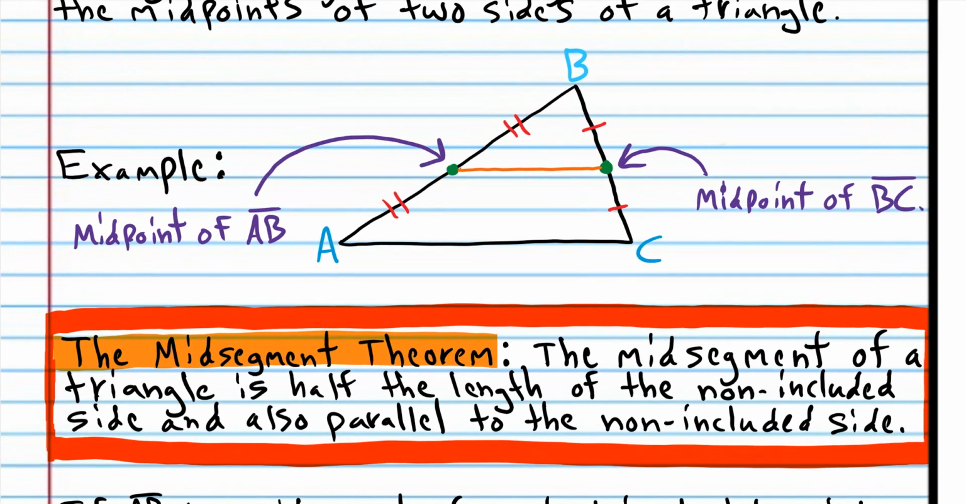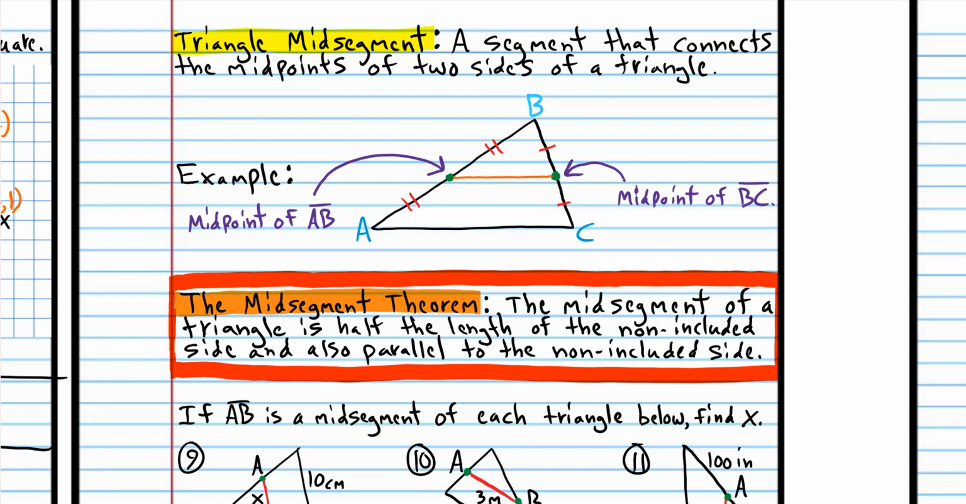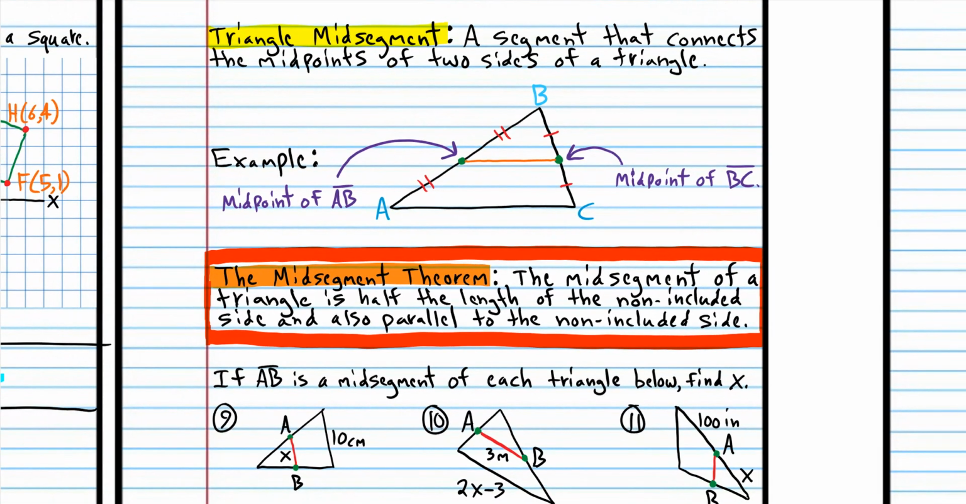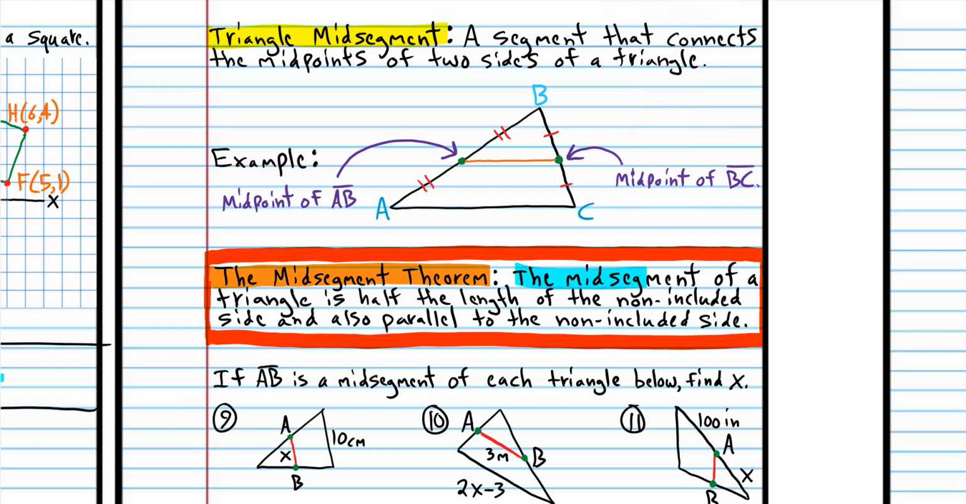Now it might be relevant to understand that there's actually three midsegments in each triangle. So I can draw a midsegment here, and I can also draw a midsegment here. And so we're just showing one midsegment. So now that we know what a midsegment is, we can learn the midsegment theorem. The midsegment theorem says the midsegment of a triangle is half the length of the non-included side and also parallel to the non-included side. So there's actually two things that this is saying.